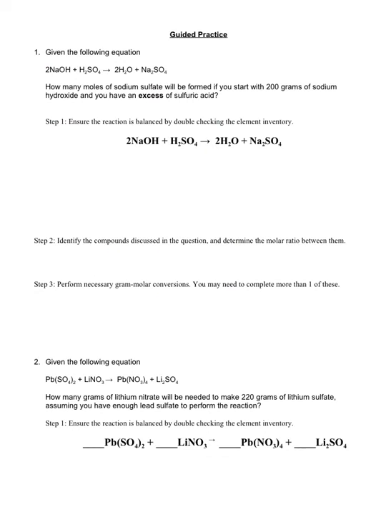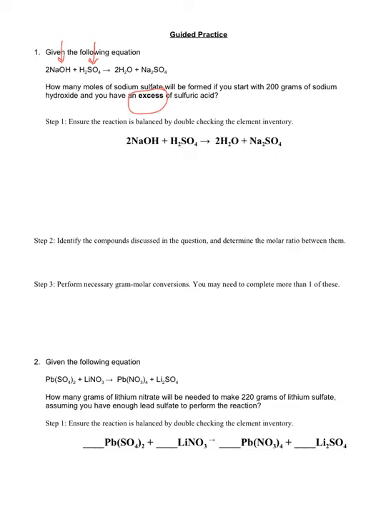On this second practice problem, they give us a reaction and they're saying how many moles of sodium sulfate will be formed if you start with 200 grams of sodium hydroxide. So they're showing you right here that's sodium hydroxide, and you have excess of sulfuric acid, and that is our sulfuric acid. Okay, so here we go.